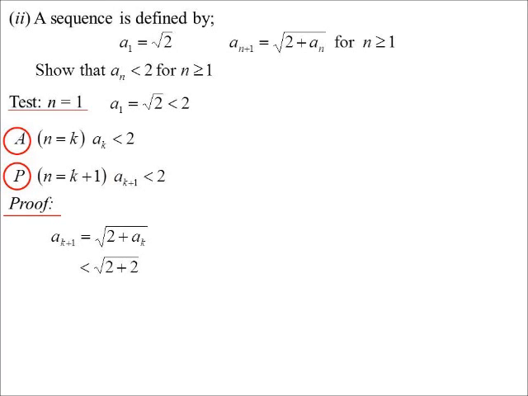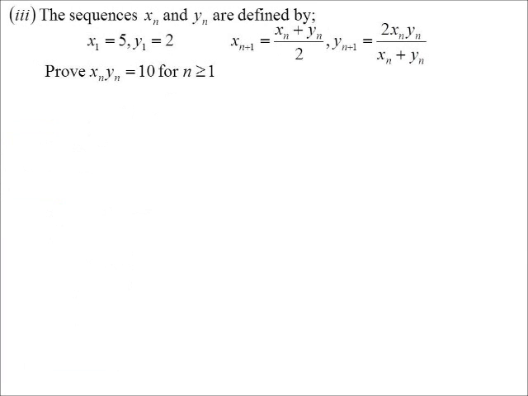So therefore the square root of 2 plus term k must be less than the square root of 2 plus 2. Oh, that's the square root of 4, which is 2. And so there you go. So often they drop out very nicely. I mean, they look complicated, but they drop out quite nice. So yes, indeed, every single term is less than 2.